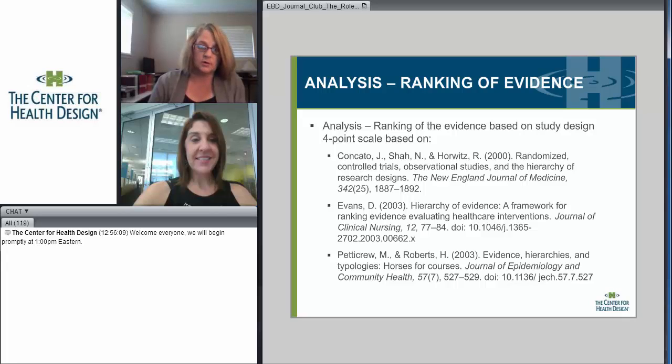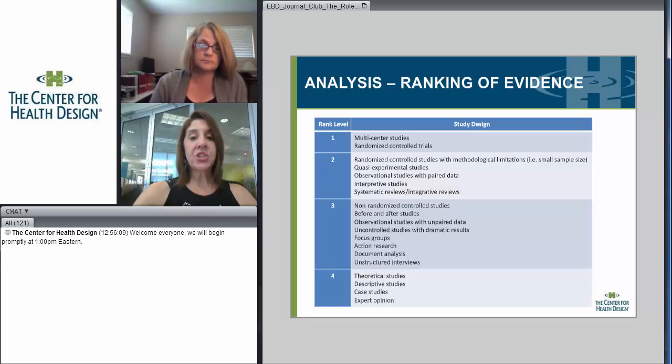One was in the Journal of Clinical Nursing, and the other one is Epidemiology and Community Health. So those all came from well-revered public journals with researchers that you can have confidence in. And I looked at what they were doing and developed a 4-point rank so that I could just classify the types of research in a simplistic way for this purpose. And we have a slide here that shows those 4 different levels. Can you tell us a little bit about what the difference is between the 4?